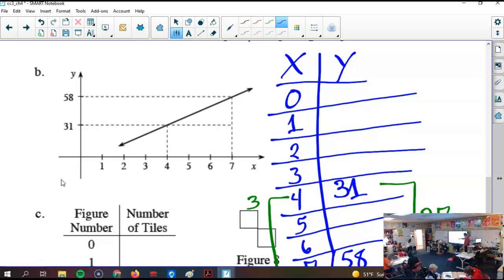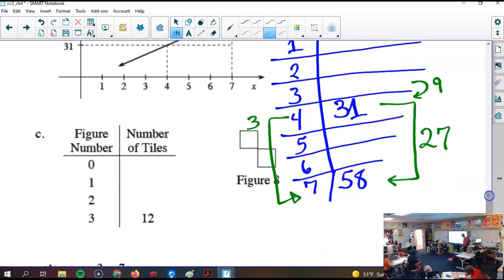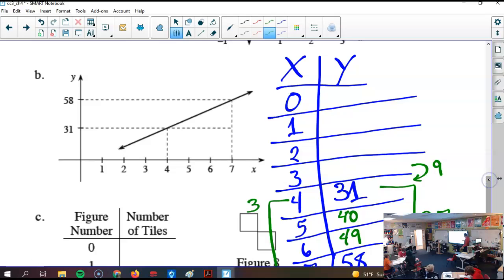What is 27 divided by 3? 9. This tells me I go up by 9 every time. And I can verify that by double checking: 40, 49, 58. That works. So if I start going down by 9s, I don't like going to negative, right, Mr. Hudson? 22, 13, 4.